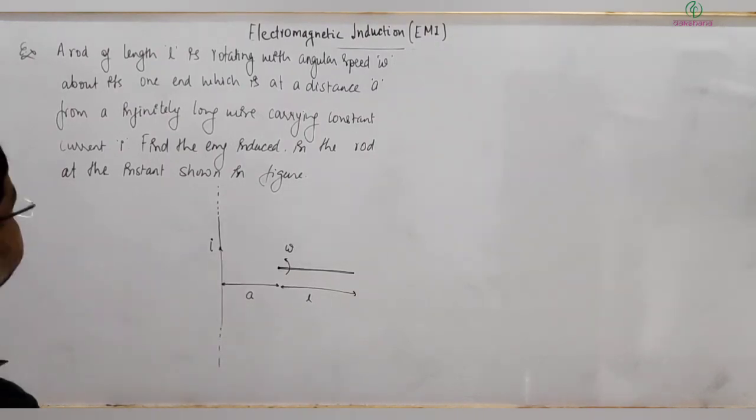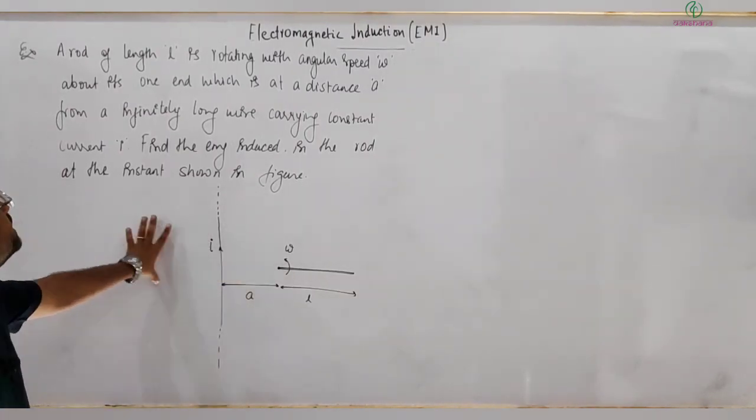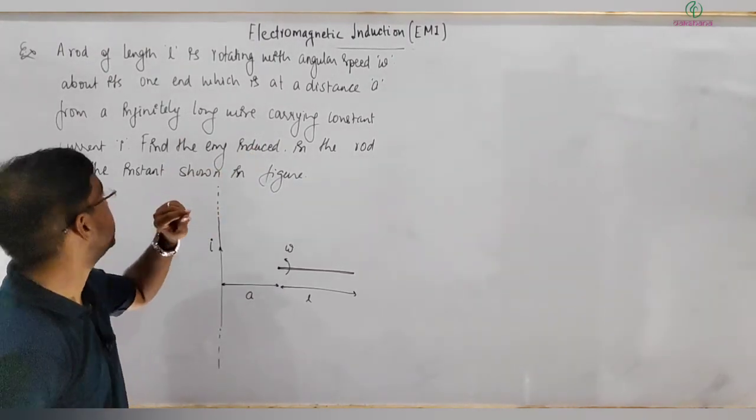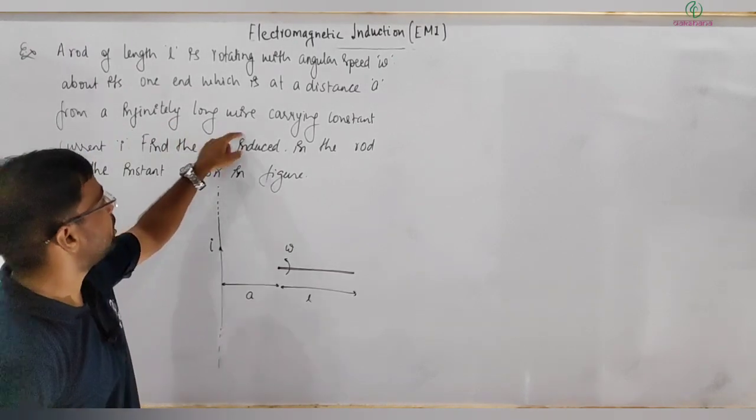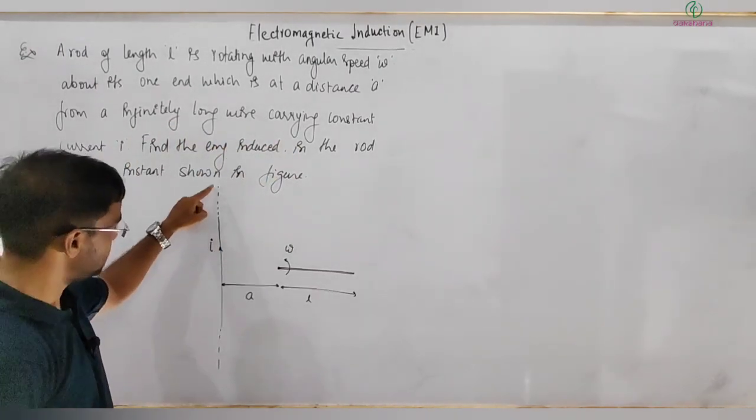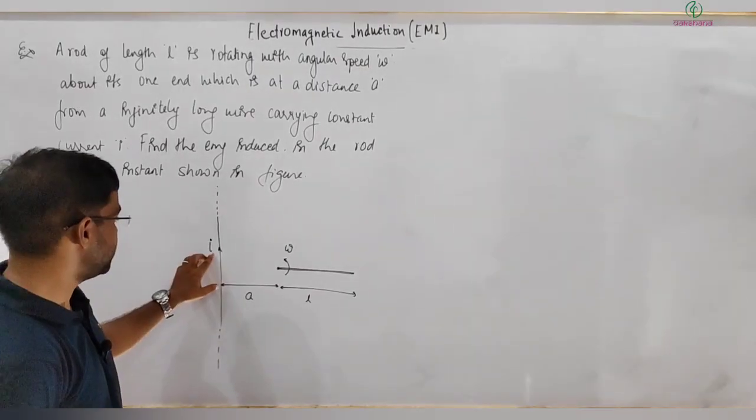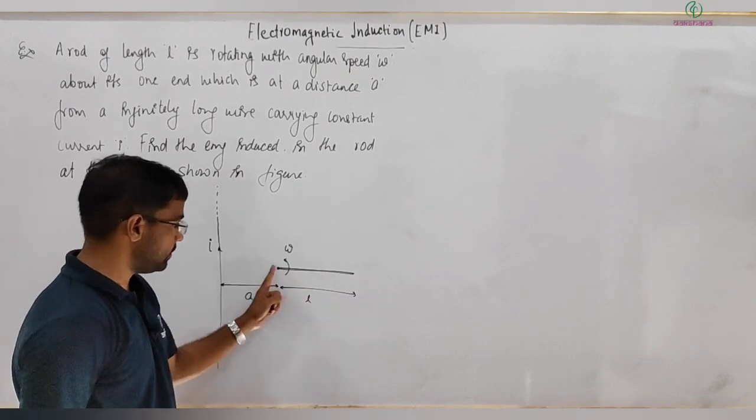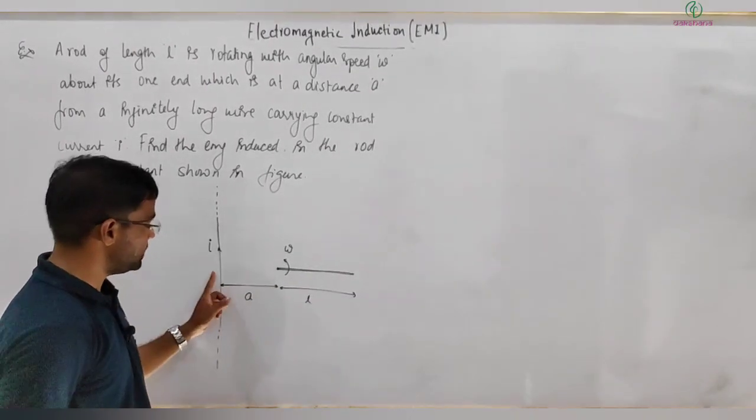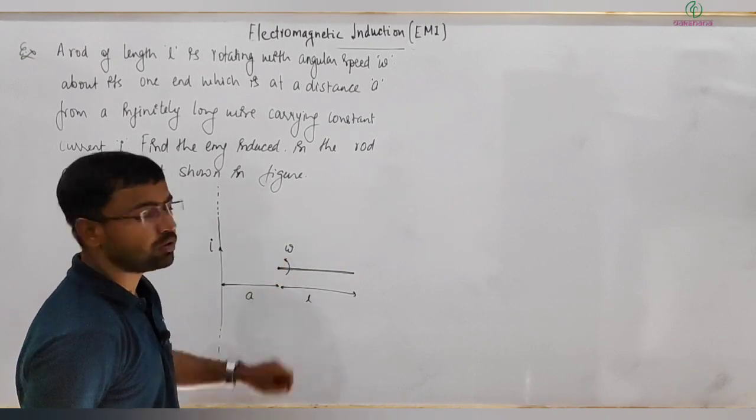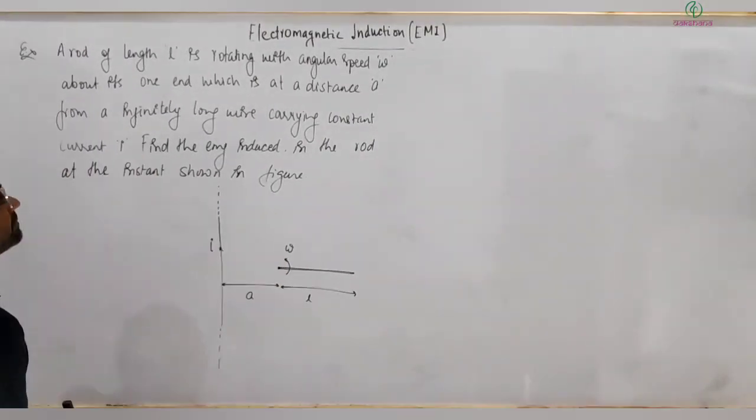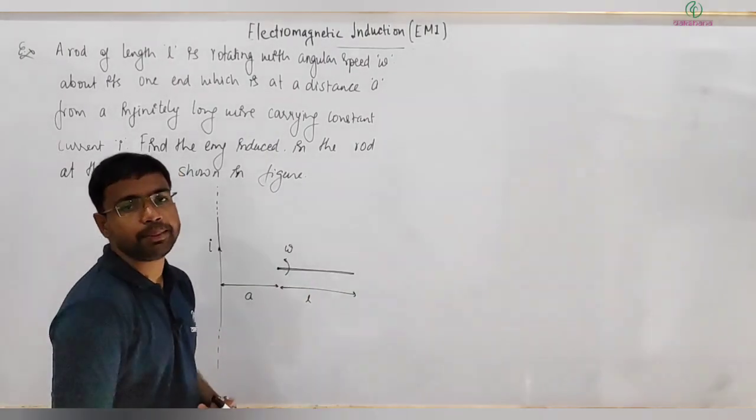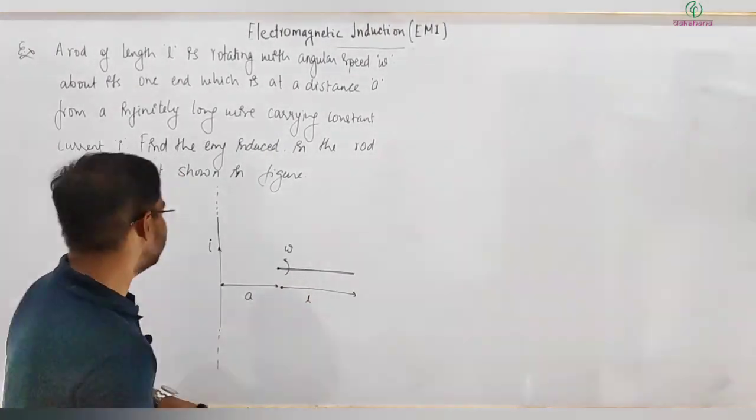Okay, see next problem. A rod of length L is rotating with angular speed omega about one of its end, which is at a distance A from an infinitely long wire carrying constant current I. So this is the infinitely long wire carrying constant current I. From this wire, a rod of length L whose one end is at a distance A from this wire is rotating about this end with angular speed omega. Find the EMF induced in the rod at the instant shown in figure. So at this moment of time, what will be the EMF induced in the rod?